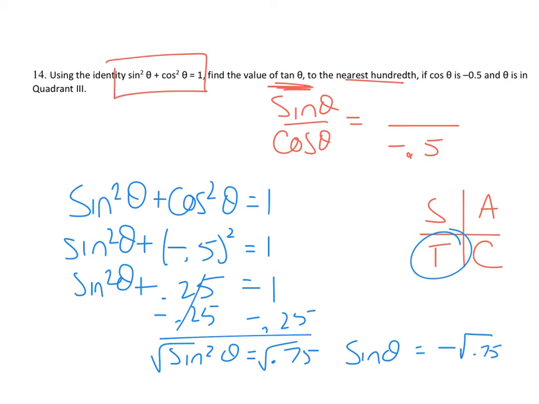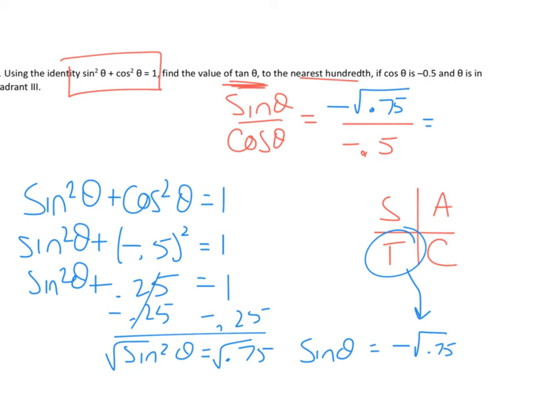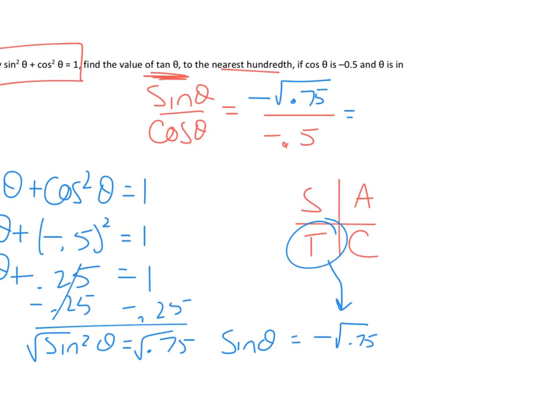Now I'm picking negative because I'm in quadrant 3, and this is tangent's quadrant. So I'm going to put this on top, and then plug this into my calculator and round to the nearest hundredth, which is 2 places. And when I do that, I get the answer of 1.73.